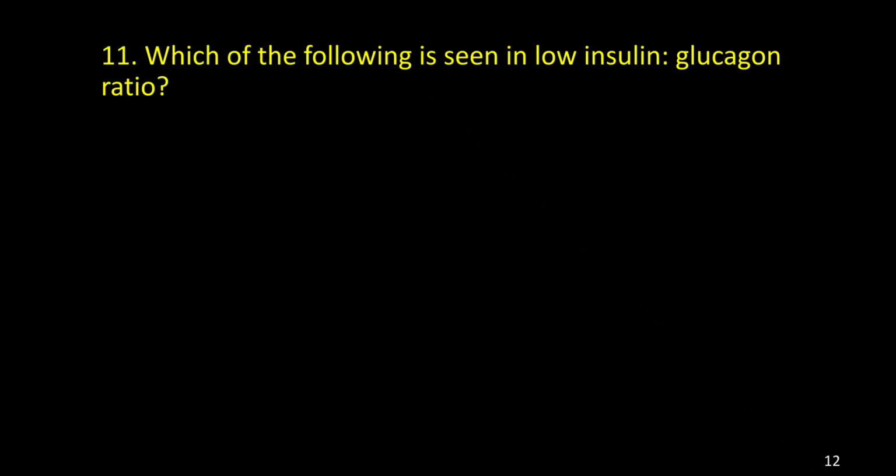Now in general, glucose level is elevated when we are taking the diet. So after taking diet, generally glucose level is increased and insulin will be released. But after some time, when blood glucose level goes down, glucagon will be released. That is the basic thing about insulin and glucagon that you have to keep in your mind. Now the question is about low insulin glucagon ratio, so we will look at the options.